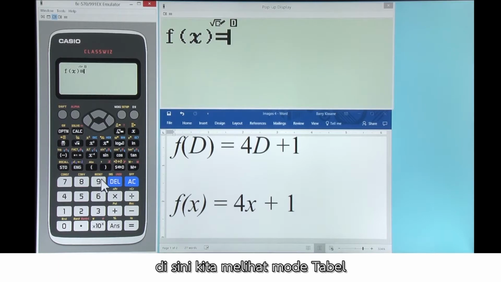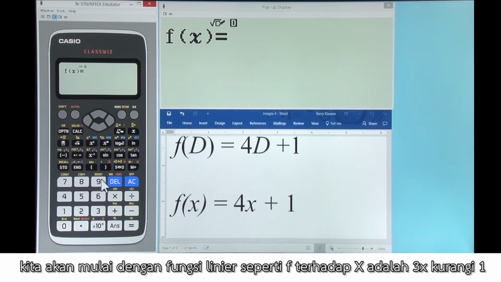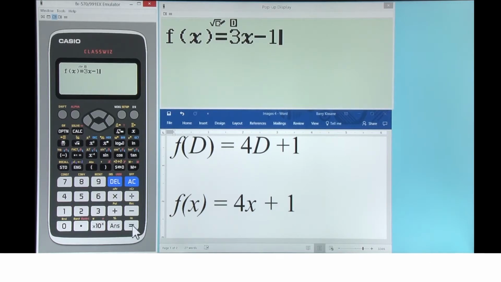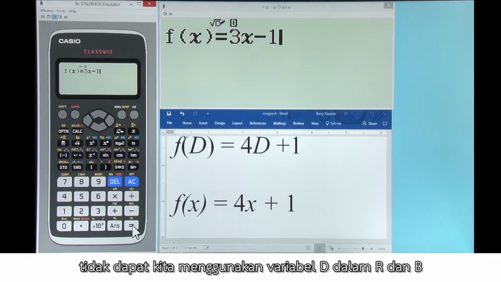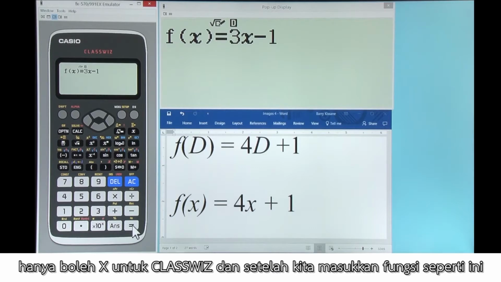Here we see table mode, and we're going to start with a linear function such as f(x) is 3x subtract 1. Enter the function definition, which can only have x as the variable. We can't use d and a and b, it must only be x for the ClassWiz.